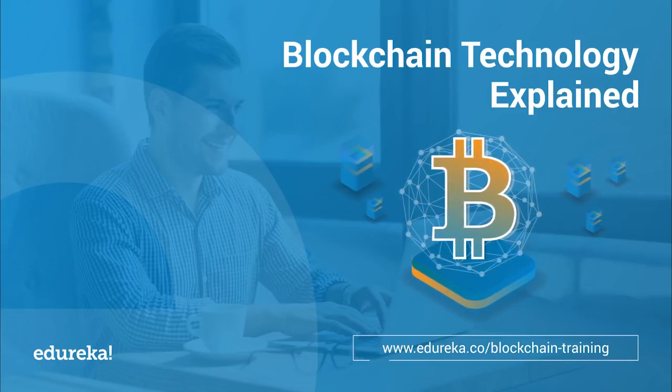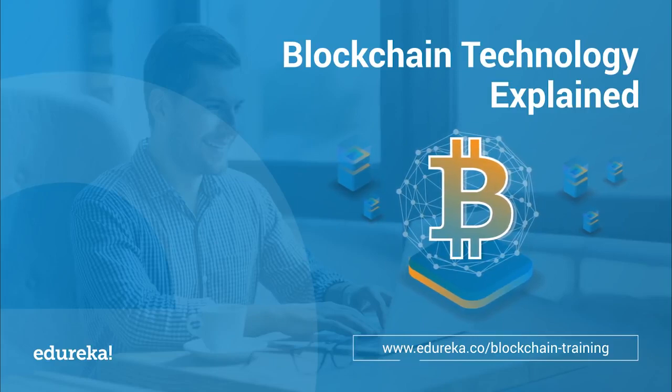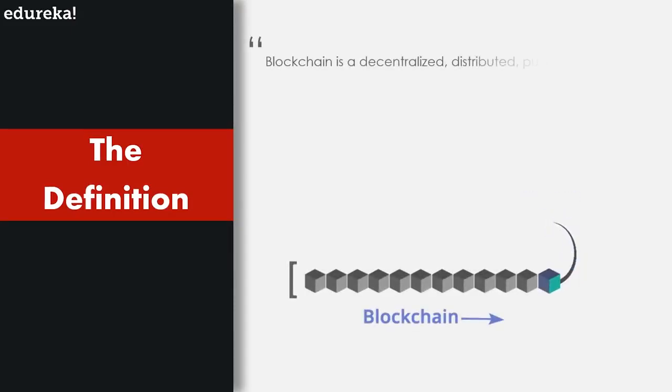I'll be as simple as possible when explaining, but we will also be tackling some of the more complex mathematical parts of the technology too. Okay, so let's start with the simple definition of blockchain technology. So blockchain is a decentralized distributed public ledger system. Now let's break down the definition and understand each and every technical jargon.